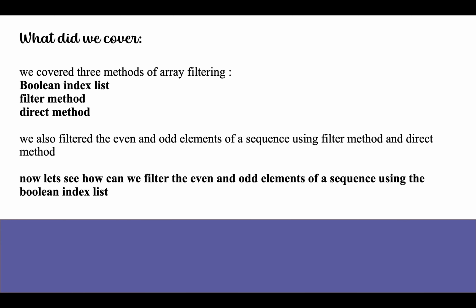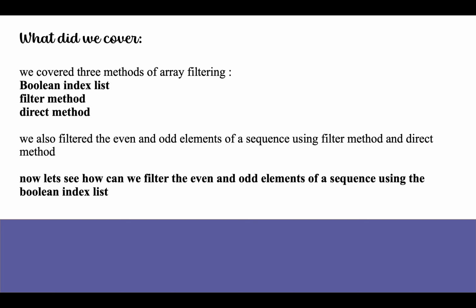So we covered three methods of array filtering so far, that is using Boolean index list, the filter method, and the direct method. We also filtered the even and odd elements of a sequence using filter method and direct method. Now let's see how we can filter the even and odd elements of a sequence using the Boolean index list.